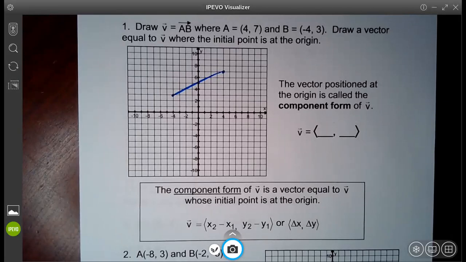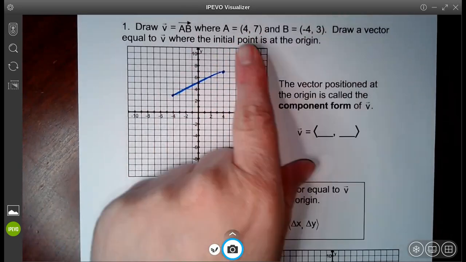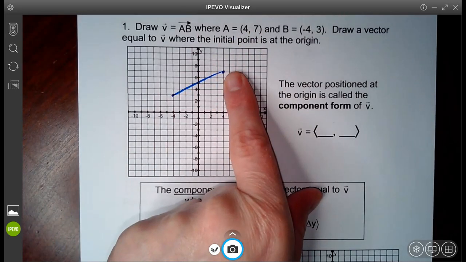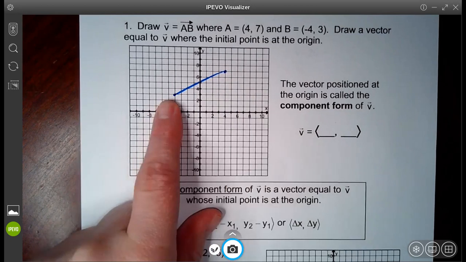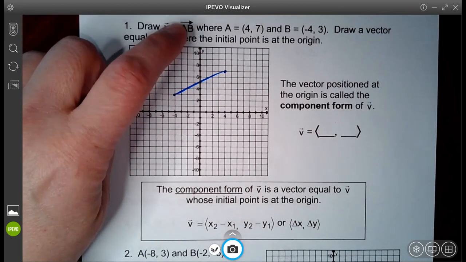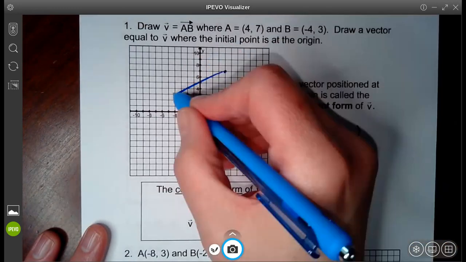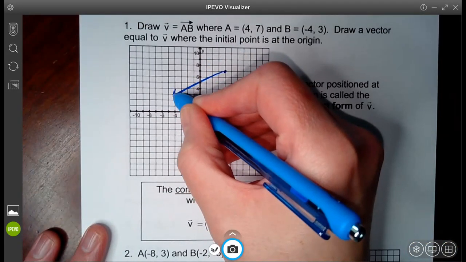So we are now looking at algebraic operations with vectors. So here we have 2 points. We have the point A and B. So A is the point 4, 7, so that's this point here. B is the point negative 4, 3. So if you notice here, A, B, it's going from A to B. So A is the tail, right? A is where we started, and B is the tip.